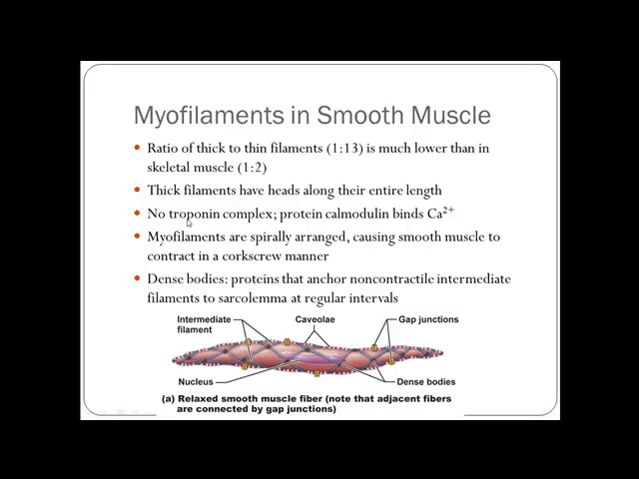You get no troponin. There's no protein calmodulin. Don't worry about exactly what it is, just know there's no protein calmodulin. And then their myofilaments are going to be spirally arranged, hence the spindle shape. So it's going to cause a corkscrew type of contraction rather than just a shortening and elongation. That's this part. They'll be spirally arranged because of the spindle shape, and it'll cause a corkscrew contraction.